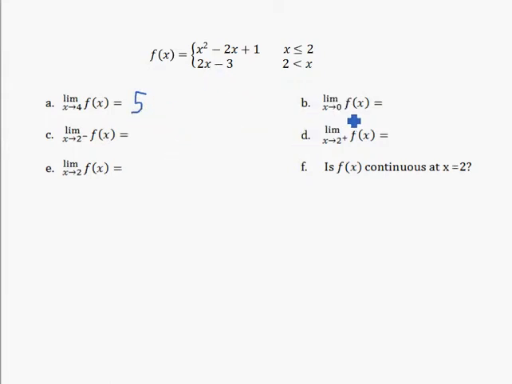As x goes to 0, well, 0 is less than 2, so we'd be in this function here. As x goes to 0, f of x should be approaching whatever x squared minus 2x plus 1 is approaching. That's 1.